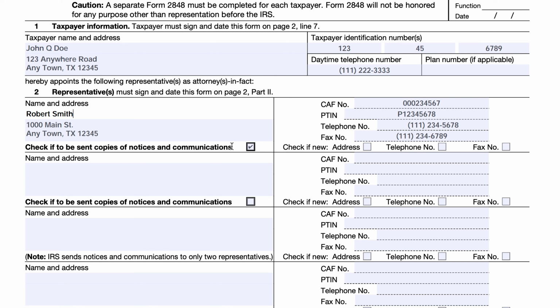In most cases of IRS representation, they are going to select the first 2 fields. And you'll notice that this form only allows the top 2 people to receive notices and communications from the IRS.